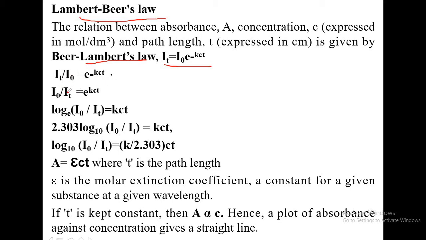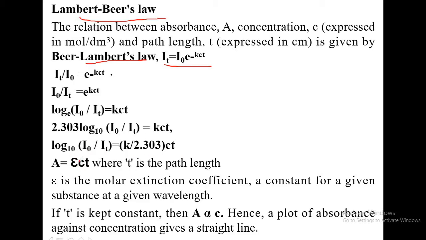If you take the reciprocal, that becomes I naught by IT equal to e to the power plus kct. If you take the logarithm with respect to the base e on either side, then log I naught by IT to the base e becomes kct, because log e to the base e is 1. Now change this from natural logarithm to common logarithm, then you have to multiply by 2.303, so 2.303 into log to the base 10 of I naught by IT equals kct. Log I naught by IT is equal to k divided by 2.303 into ct. This k by 2.303 is taken as epsilon.